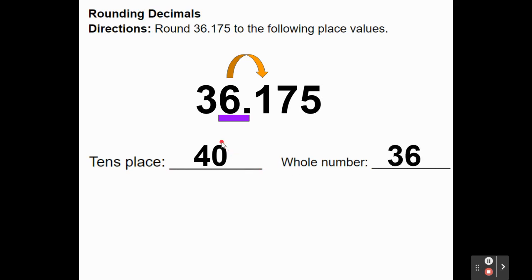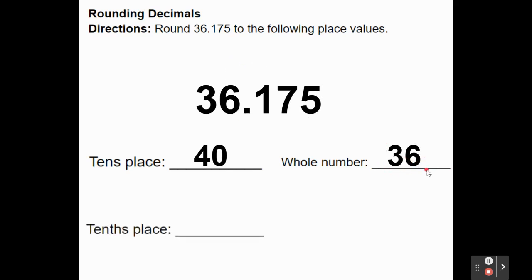Notice everything to the left, including the 3 in the tens place, stays the same. Everything to the right of the number we're rounding to is going to change to a 0. Since those are all decimals, we can just end our number here with 36.